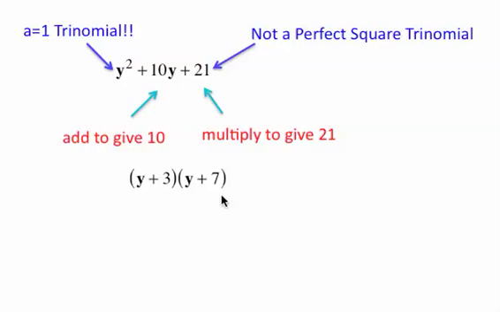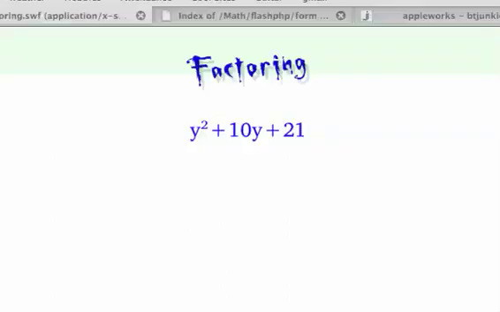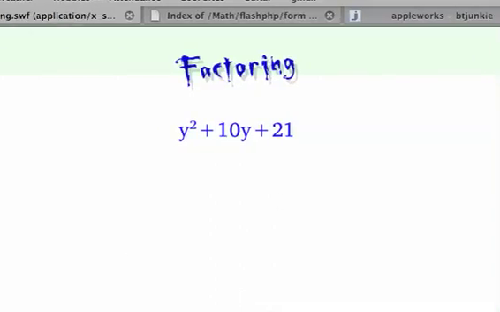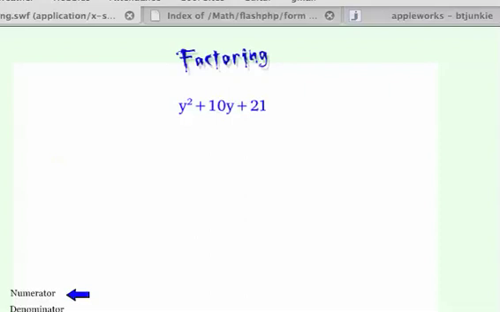So then let's go back to our question and write y plus 3, y plus 7, or y plus 7, y plus 3, it doesn't really matter. So here we are. I'm going to write my answer: y plus 3 times y plus 7.